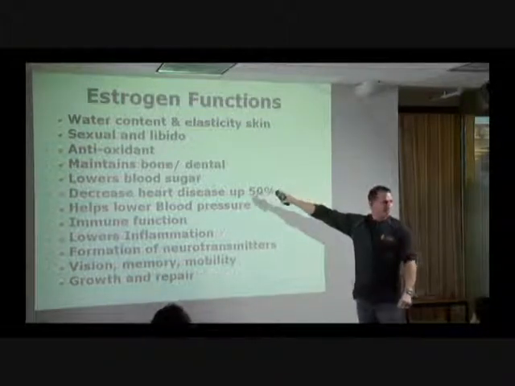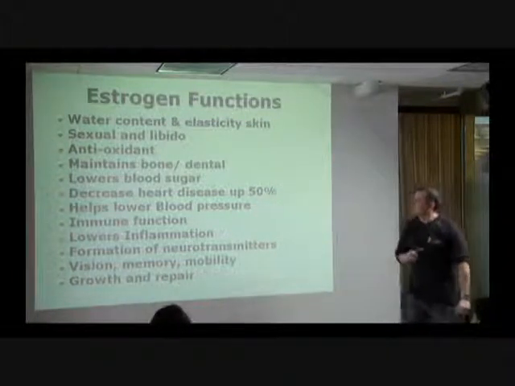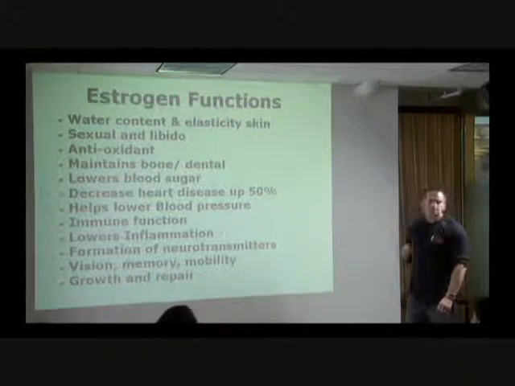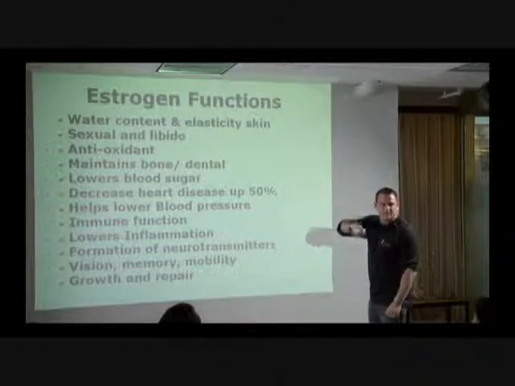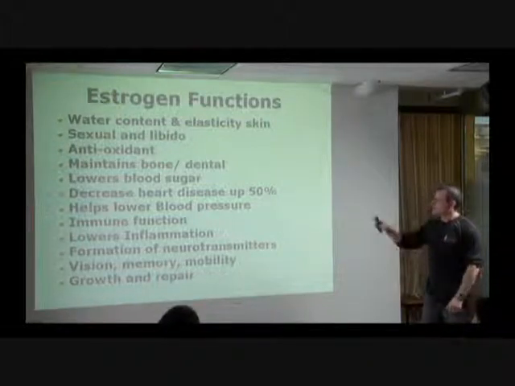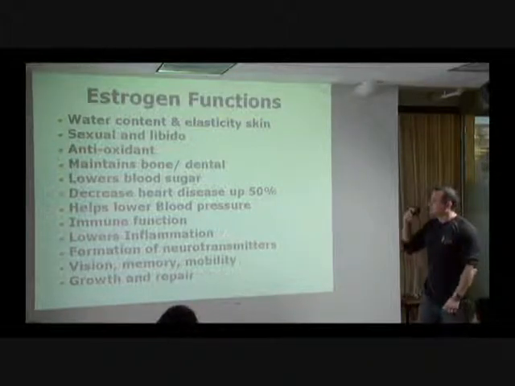Estrogen is an antioxidant. Wow. It maintains bone and dental. Lowers blood sugar. So estrogen is actually used for blood sugar. I've got several patients on testosterone, guy patients, because testosterone actually is used for diabetic patients to get them off their diabetic medications. And over a course of 6 to 9 months, you can reverse 90% of diabetics. We're using testosterone, and in females, using estrogen. Decreases heart disease up to 50%. Helps lower down blood pressure. Helps immune function. Lowers down inflammation.